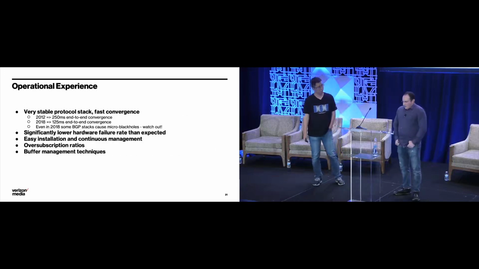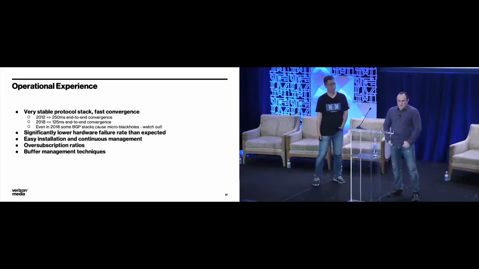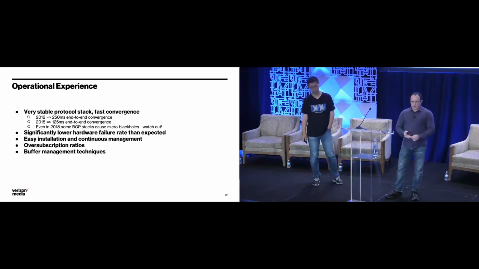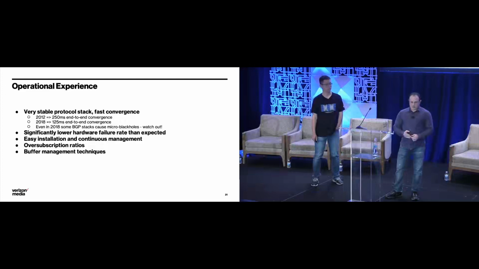So, operational experience. What we've learned from running this for the last 6 years. This is a very stable protocol stack because we've built in all sorts of aggregation. It's been incredibly stable. In fact, in 2012, the network used to converge in about 250 milliseconds end to end. In 2018, that dropped down to 125 milliseconds. That's pretty impressive, we think, with running so many stages of a CLOS.